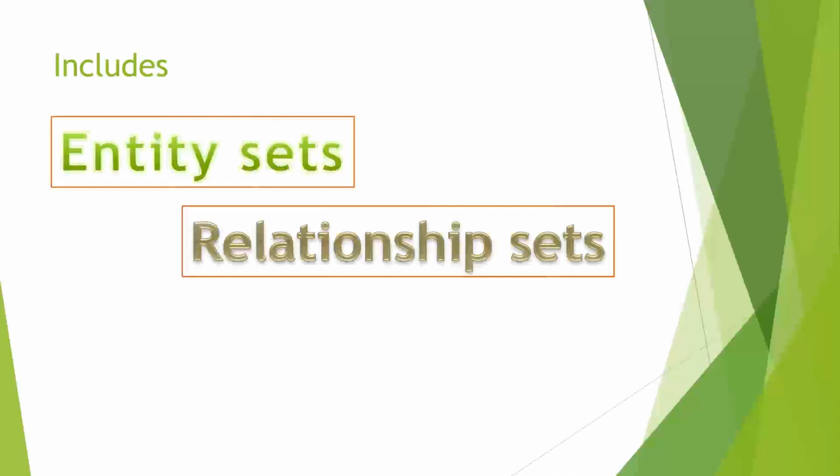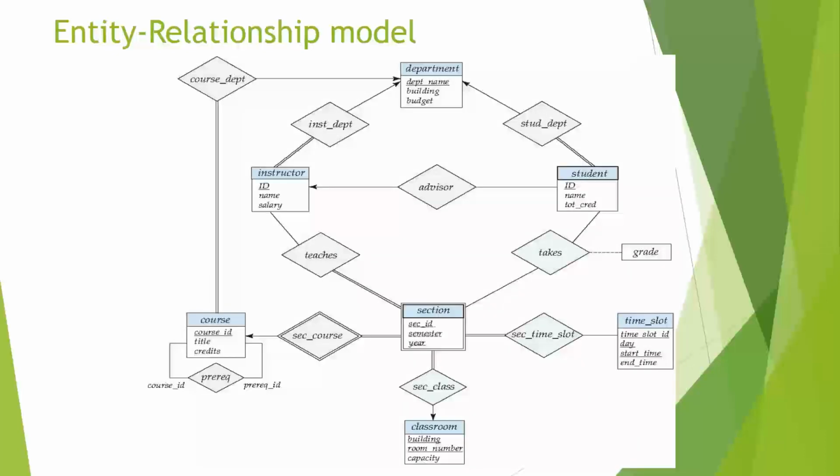It includes entity sets, relationship sets, and attributes. Let us try to understand the ER model through an ER diagram. As you can see, the university represents an entity. Under this entity, we can have more entities which would all together make an entity set collectively. For example, department, student, instructor, section, classroom, etc. represent subentities which exist independently on their own.